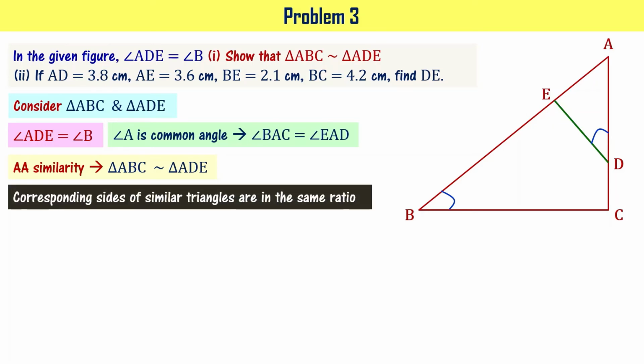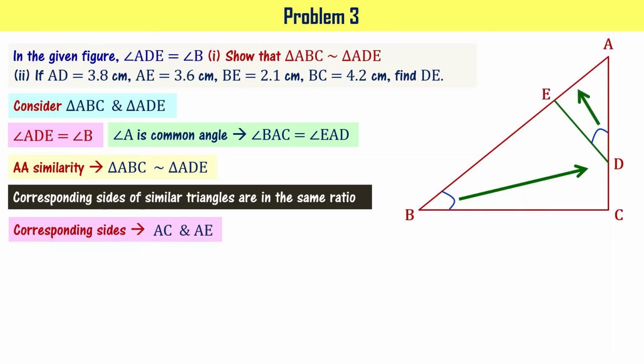We know that corresponding sides of similar triangles are in the same ratio. It means we have to first find what the corresponding sides are, right? If you observe angle B, the side opposite to that is AC. And if you observe angle D, the side opposite to that is AE. So AE and AC are one pair of corresponding sides. Similarly, if you observe angle A, you can say that BC and DE is another pair of corresponding sides.